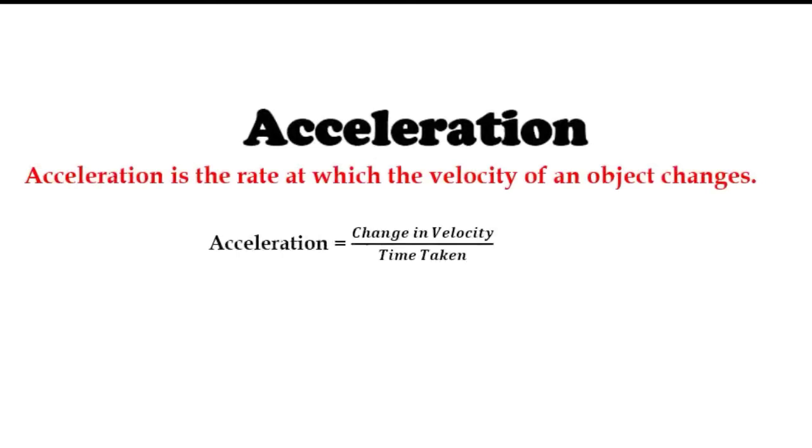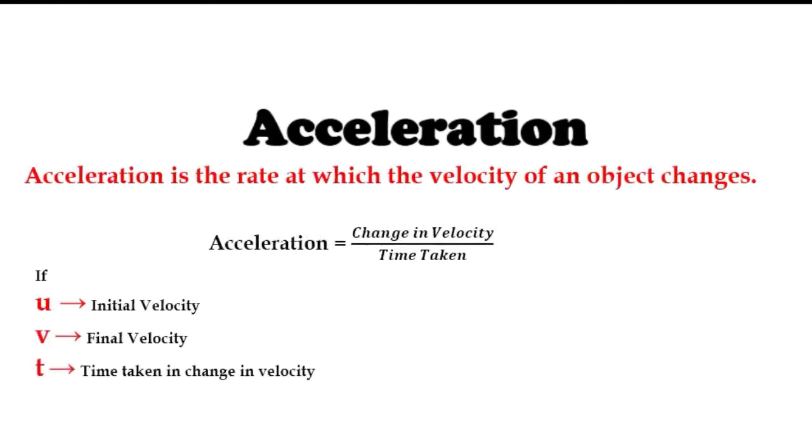So acceleration can be found with the formula: acceleration is equal to change in velocity divided by time taken. So if u is the initial velocity, v is the final velocity, and t is the time taken in changing the velocity from the initial to the final value, we can write down the formula for acceleration like this: a is equal to v, that is final velocity, minus initial velocity u, divided by t. So a is equal to v minus u divided by t. That is the formula for the acceleration.